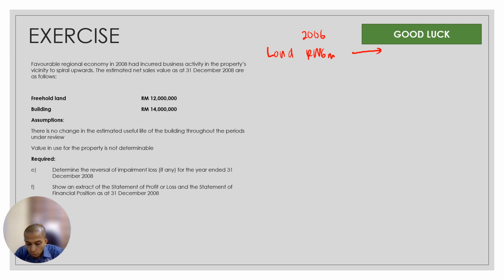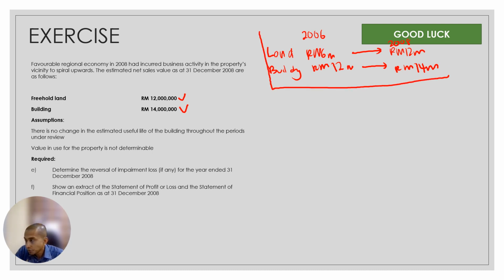By now, in 2008, land becomes RM 12 million. While for building, just now in 2006 it was RM 12 million, but now it becomes RM 14 million. All right. So we know already that previously, when we did land, we go for land first. This is the information extract.